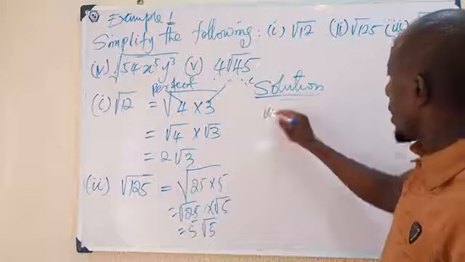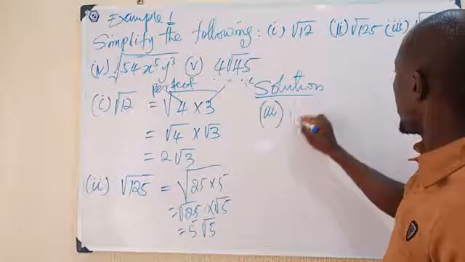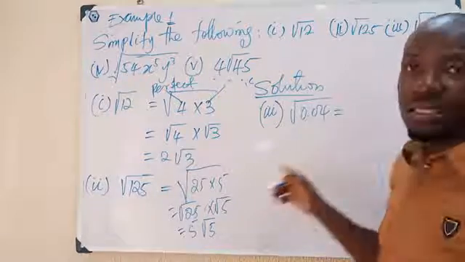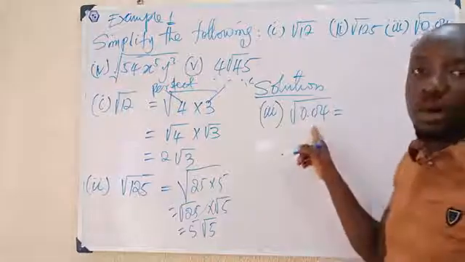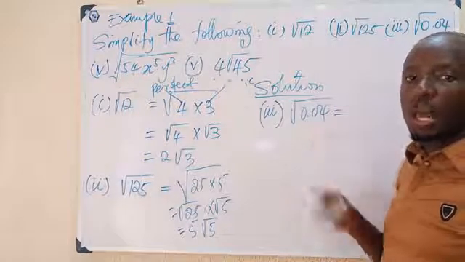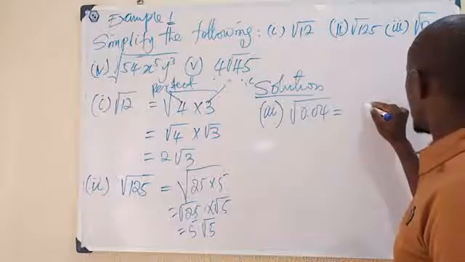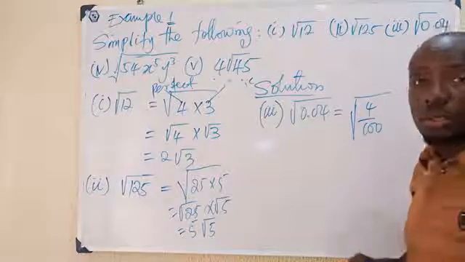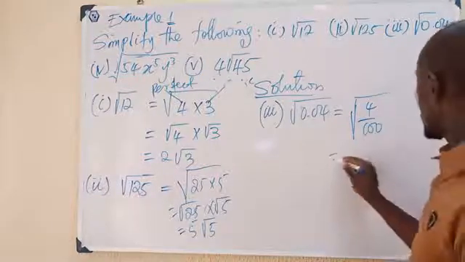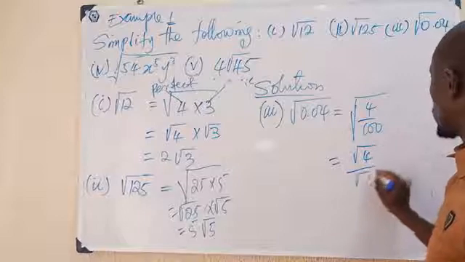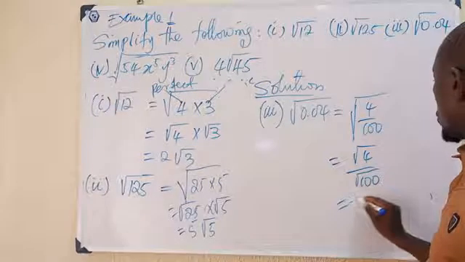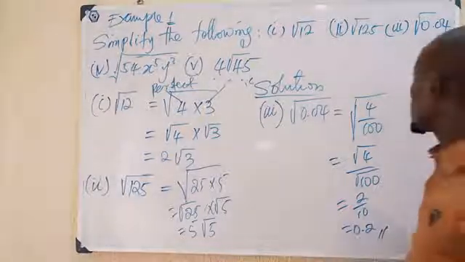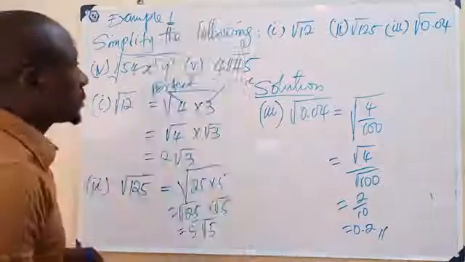Now, our example 3, we have root 0.04. So whenever you see a problem like this, your first target is to convert this decimal point that you have there towards a proper fraction. So this will give us root 4 over 100. So remember our division rule of surds. So this will give us root 4 over root 100, which is equal to 2 over 10, which is 0.2. I hope that is taken. Now we'll move to the next one.